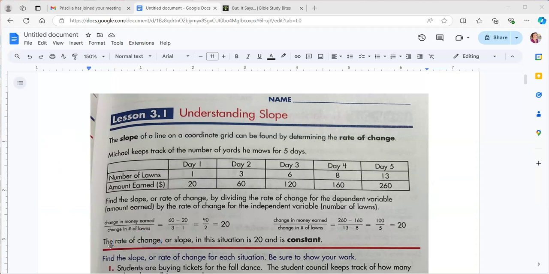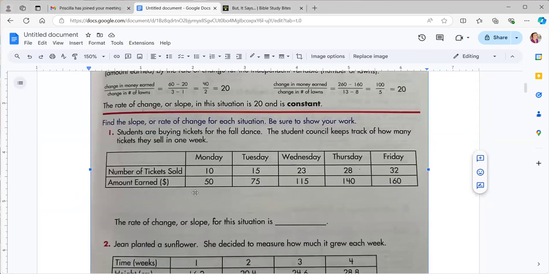Okay, and this says the rate of change in this situation is 20, because every time you take a step forward, you go up 20. Every step forward on the graph is going to be the number of lawns he's mowing, or like one more lawn is another step forward, and that's another $20. So in that situation, it's pretty clear. It makes a lot of sense, hopefully.